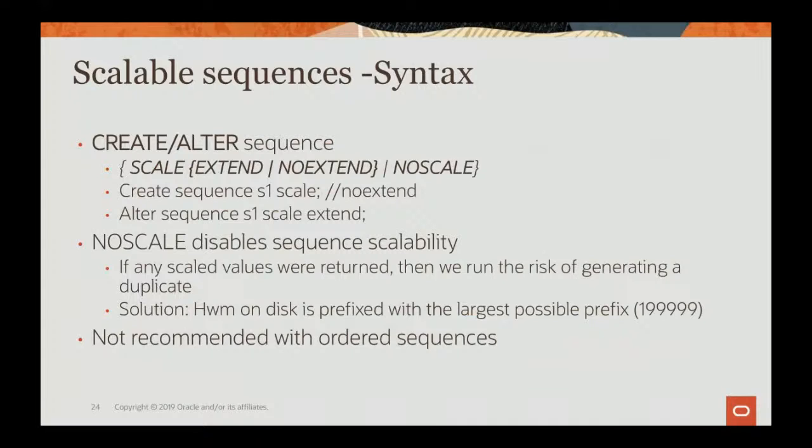So it's understandable why we don't recommend using scalable sequences with ordered sequences, because you are losing ordering as soon as you prefix the 6 digits. So you are not getting ordering, but you're also paying the cost of getting the extra NQ for the ordered sequence.